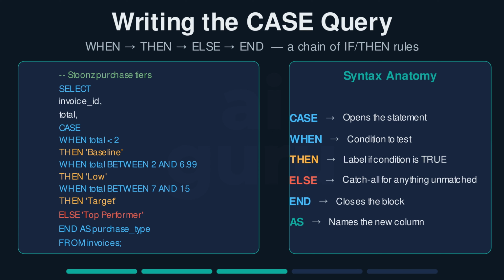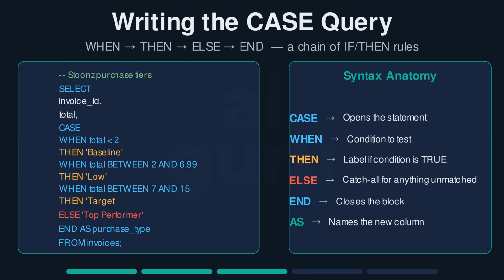The invoice is $5. It fails that first test. Then the engine moves to your second condition. WHEN total BETWEEN $2 AND $6.99, THEN low purchase. It sees that $5 fits, slaps the low purchase label on it, and moves on. You just stack these WHEN and THEN statements logically. It's essentially just a chain of if this, then that questions.